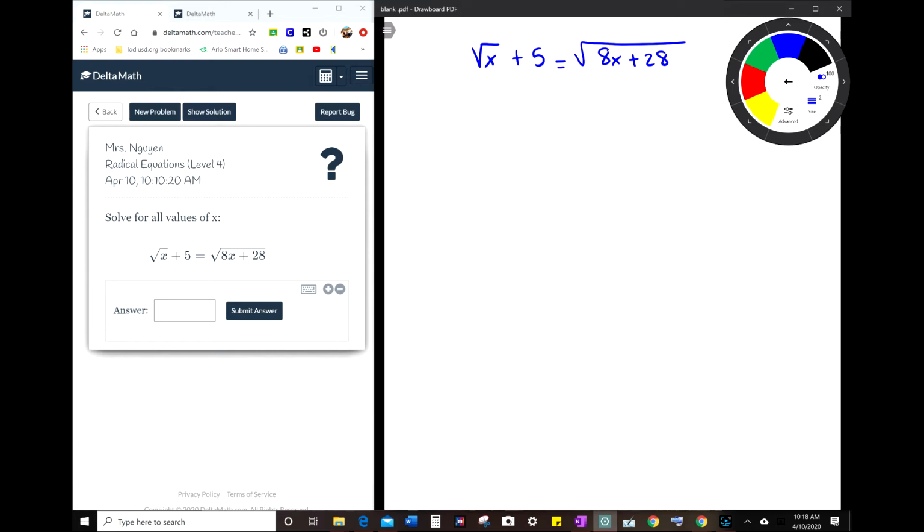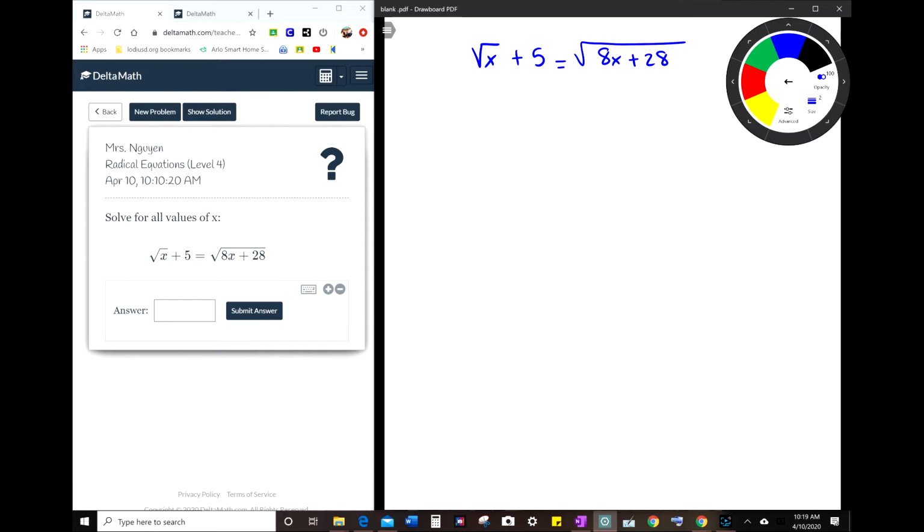Today I show you how to solve radical equations. For the problem we have for today, it says solve for all values of x, and the problem is the square root of x plus 5 equals the square root of 8x plus 28. If we look at the problem, we see that both x's are under the square root. That means we need to take them out of the root first before we actually solve for x.